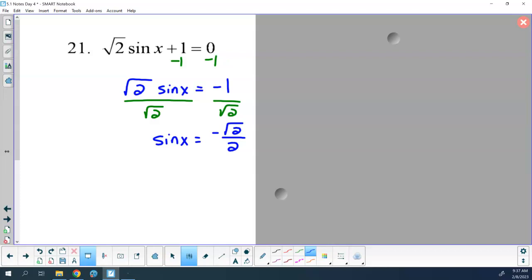Right? -1 over the square root of 2 is -√2 over 2. Sine is equal to -√2 over 2 at 5 pi over 4 and 7 pi over 4. Agree?